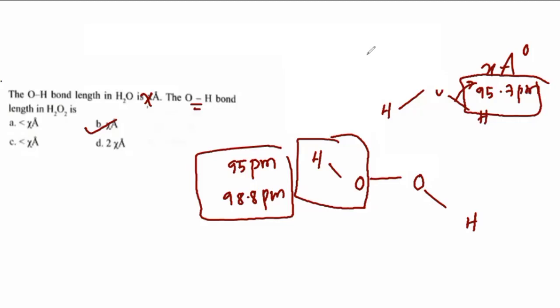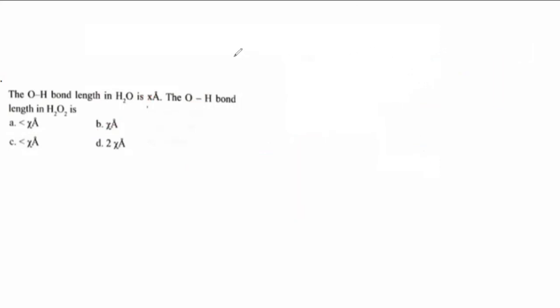If their hybridized state is same. Here the hybridization of this oxygen is sp3. In your H2O2 also, this oxygen is sp3 hybridized. Okay. So bond length will be nearly same. That is a common concept.